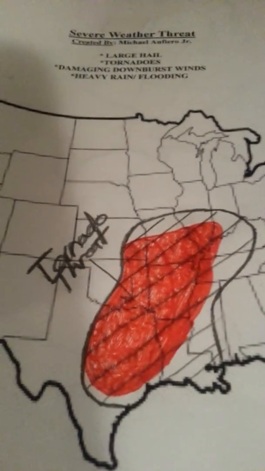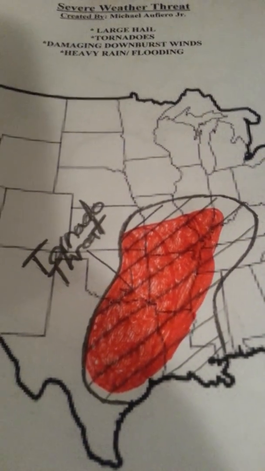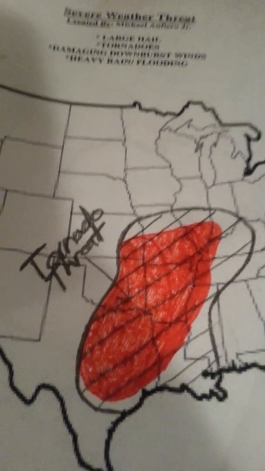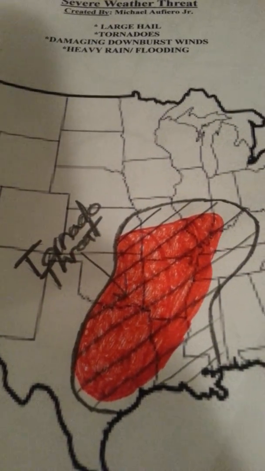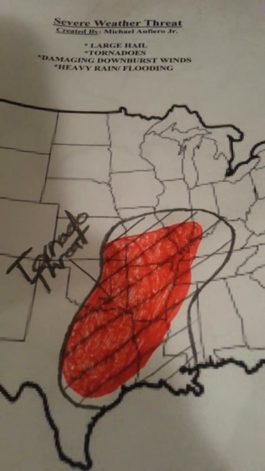So there you go. That's your threat for today. So watch out for those storms. Again, large hail, damaging winds, and possible tornadoes, and heavy rain as well. So stay up to date if you're in these areas. Maybe we'll do another update later when this ramps up some more.